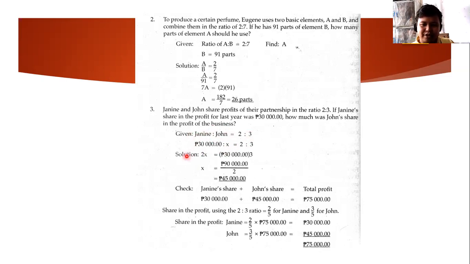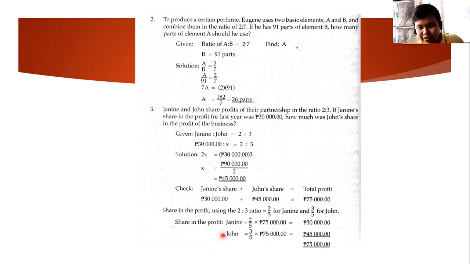So 2 and 3. They are doing cross multiplication, if I'm not mistaken. So Janine, 2 and 3, 30,000 for Janine over X. So 30,000 times 3 equals 90,000, and 2 times X is 2X. So 90,000 divided by 2 is 45,000. That easy. So Janine has 30,000 and John has 45,000. Their total profit is 75,000.